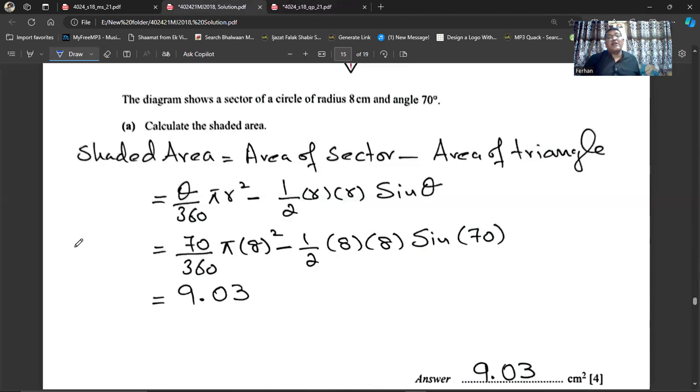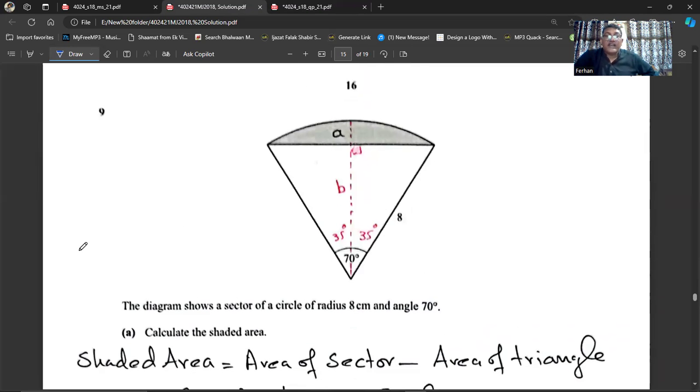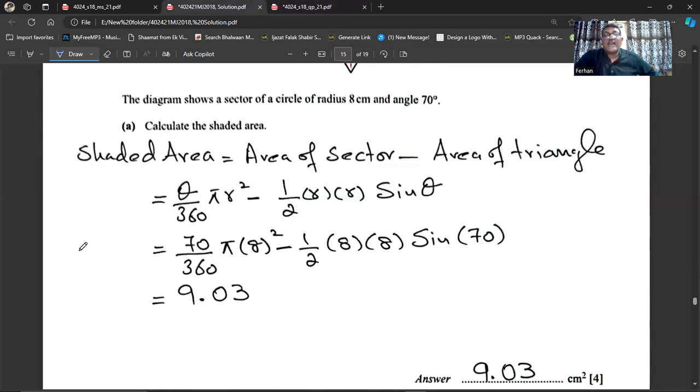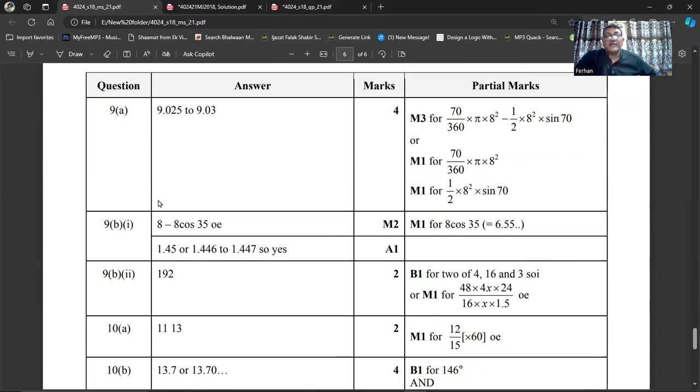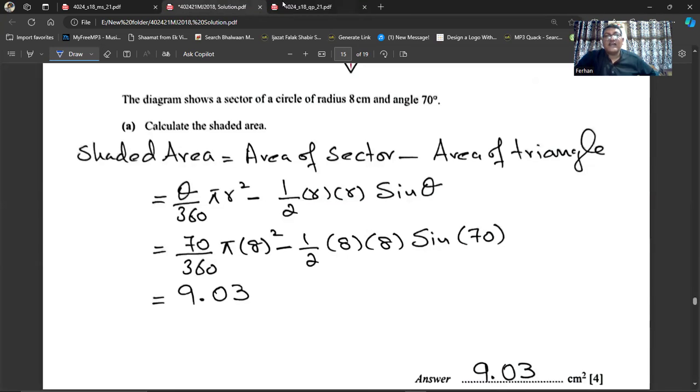Shaded area is equal to the area of the sector minus the area of the triangle. The area of the sector is theta by 360 pi r squared minus area of the triangle, which will be 1 by 2 into r into r into sine of theta. So it will be 70 by 360 multiply pi multiply 8 squared minus 1 by 2 into 8 into 8 into sine of 70. So you will get 9.03. So the shaded area is how much? 9.03 centimeter squared is the answer.